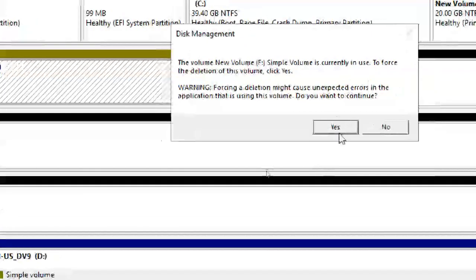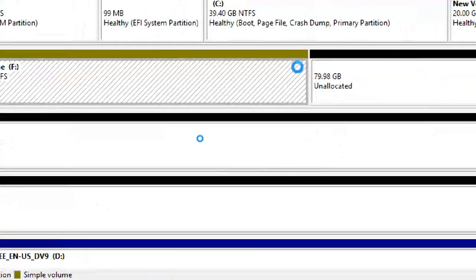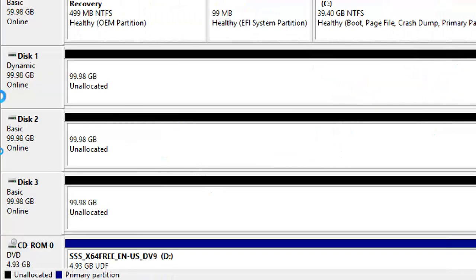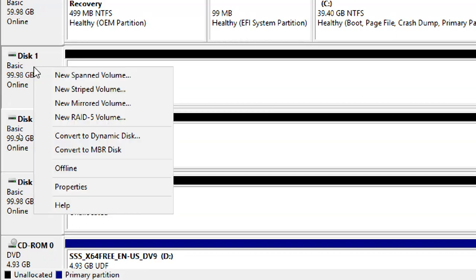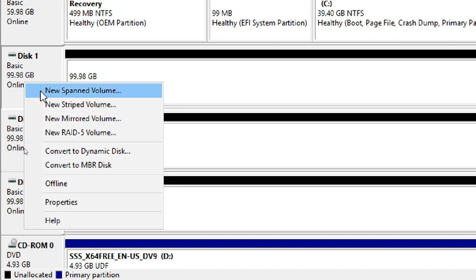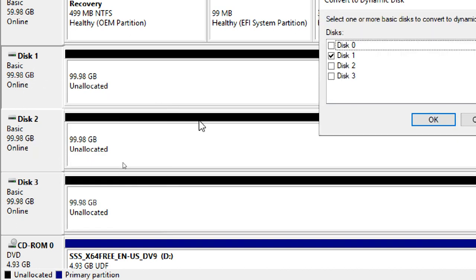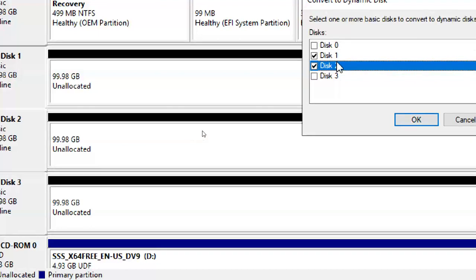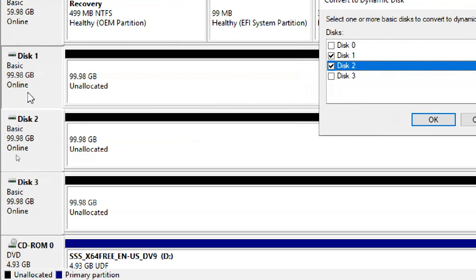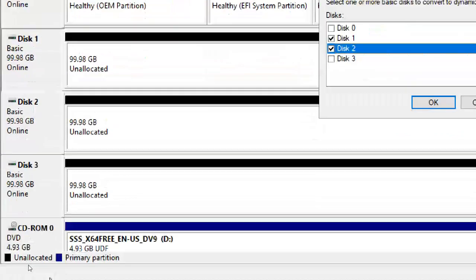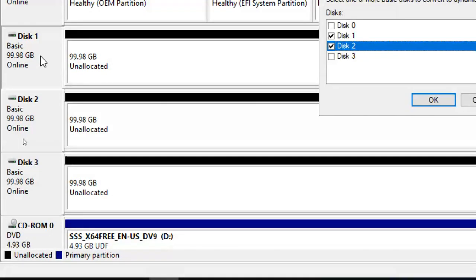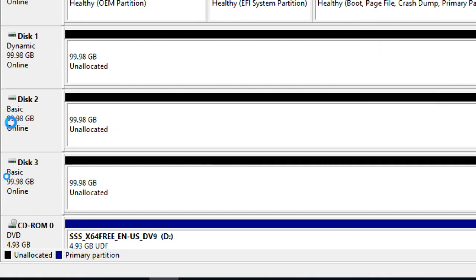Okay. When that OK and Cancel prompt comes up, just read that one. So automatically they become basic only. The next one is the striped volume. Before going to the striped volume, I want to convert these two things, disk 1 and disk 2. Don't touch disk 0 because it contains the operating system. If you convert it, it is very dangerous. Disk 1 and disk 2, convert into dynamic disk.